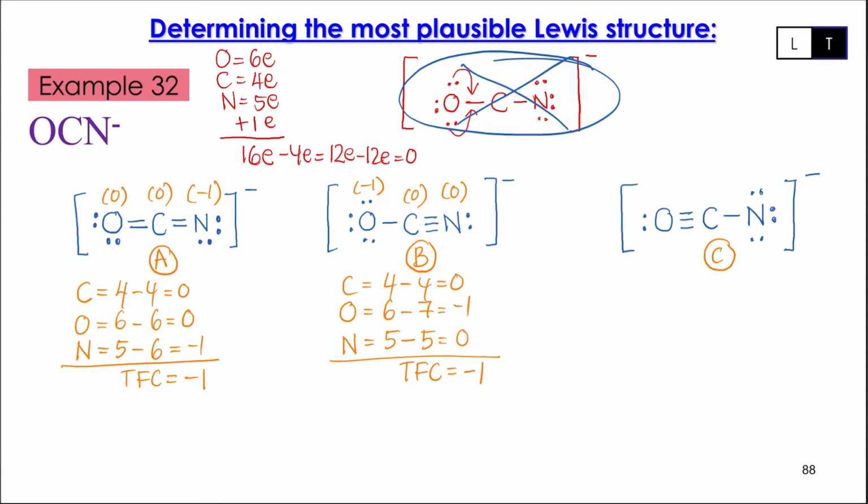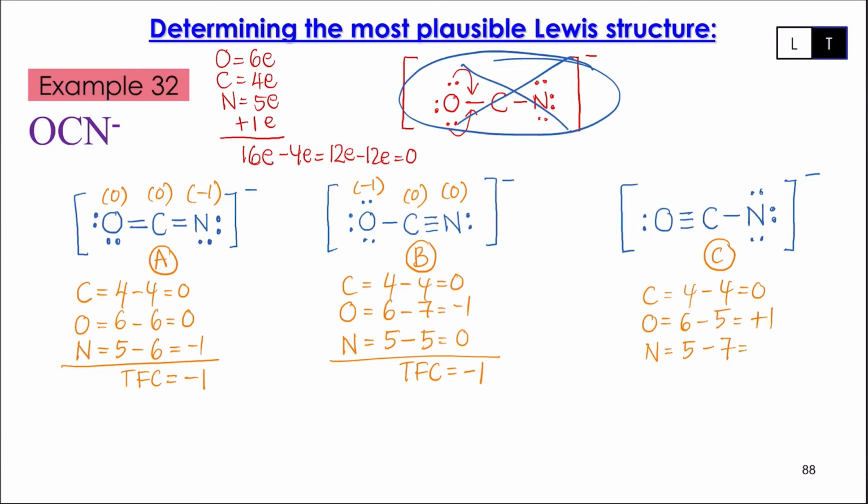And structure C, carbon, I got 4 valence electrons minus 4 items sebab 4 lines, so equals to 0. And then oxygen, ada 6 minus with 2 dots plus 3 lines, so 5 items, dia akan jadi positive 1. And nitrogen, saya ada 5 minus with 1 line plus 6 dots. So maknanya saya ada 7 items.